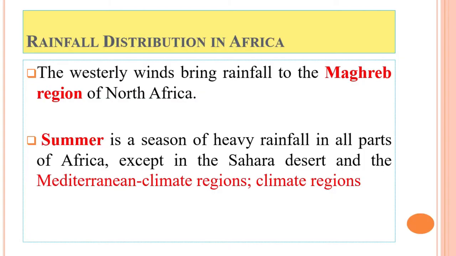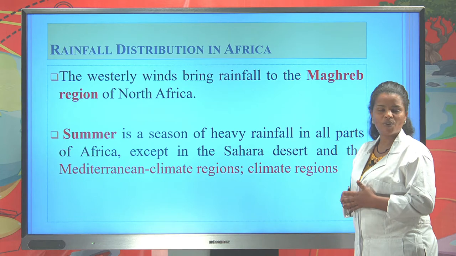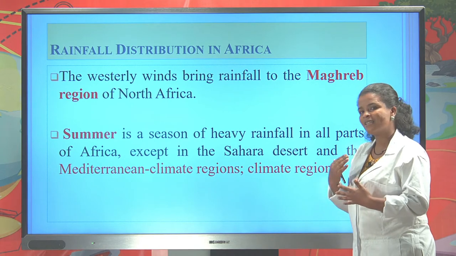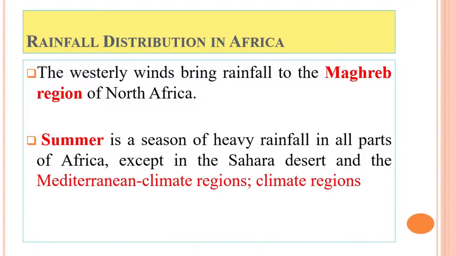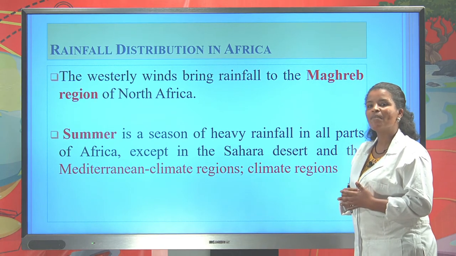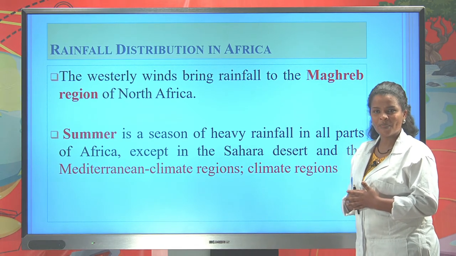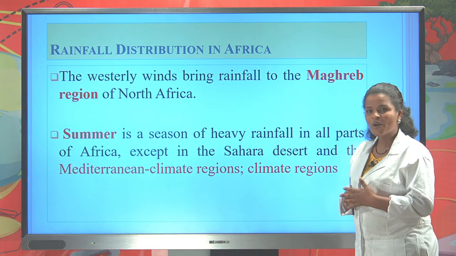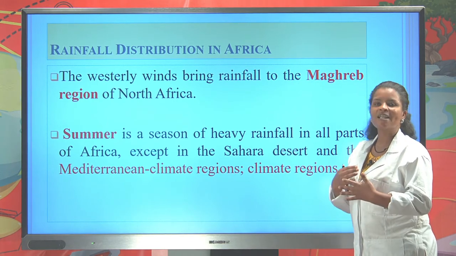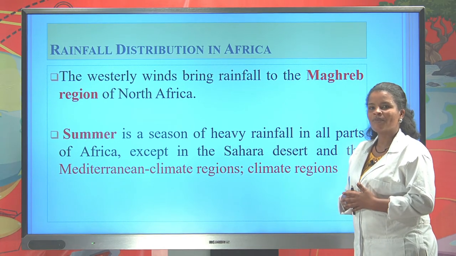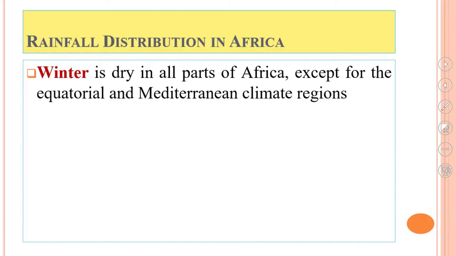So the westerly wind brings rainfall to the Maghreb region of North Africa. The Maghreb region receives rainfall during the winter season because of the westerly wind that started from the Atlantic Ocean. During the summer season, all of Africa receives rainfall except the Sahara Desert and the Mediterranean climatic region. The Mediterranean climatic region receives rainfall during the winter season because of the wind that started from the Atlantic Ocean. The name of the wind, we call it westerly wind. The Sahara Desert does not receive rainfall during the summer season because of its location.